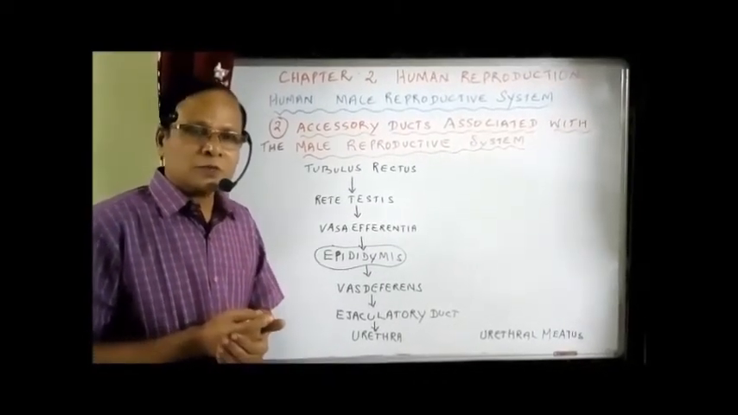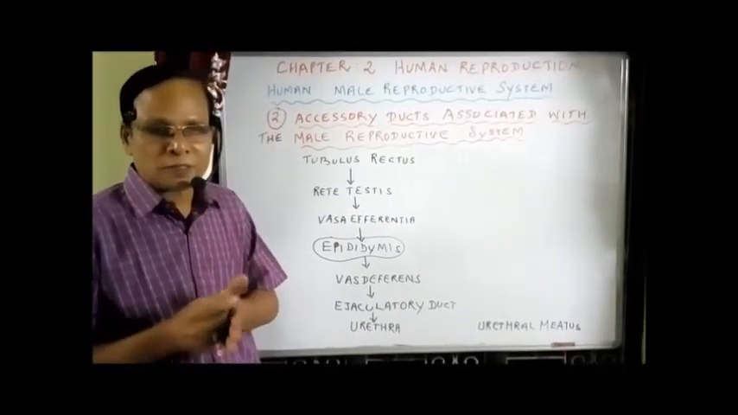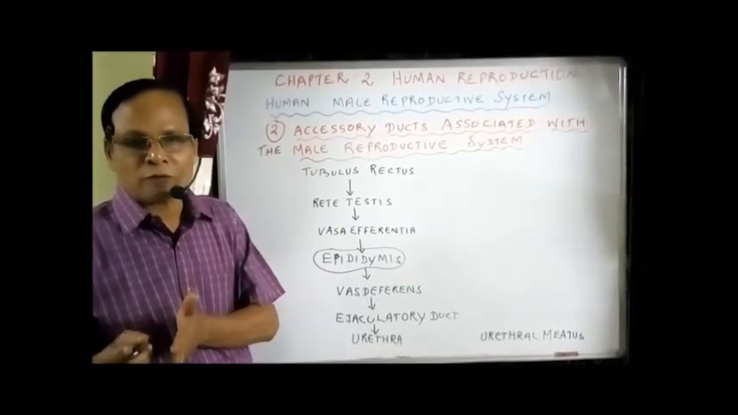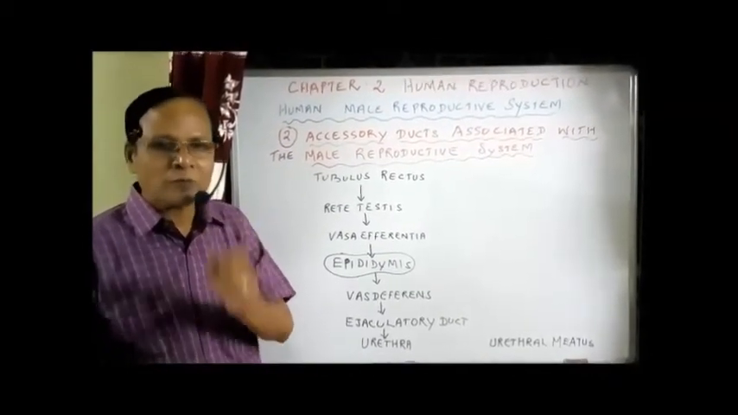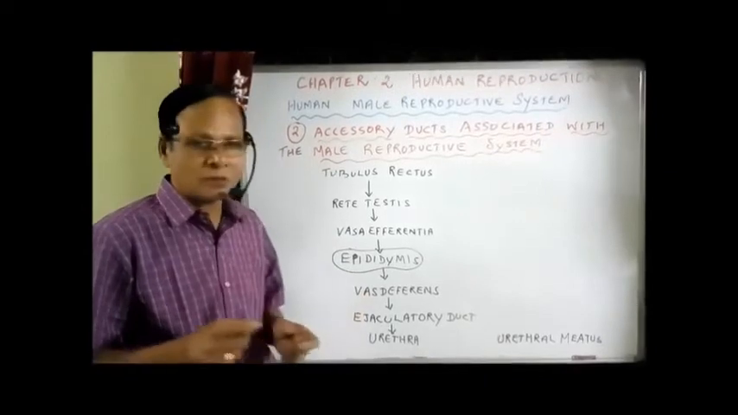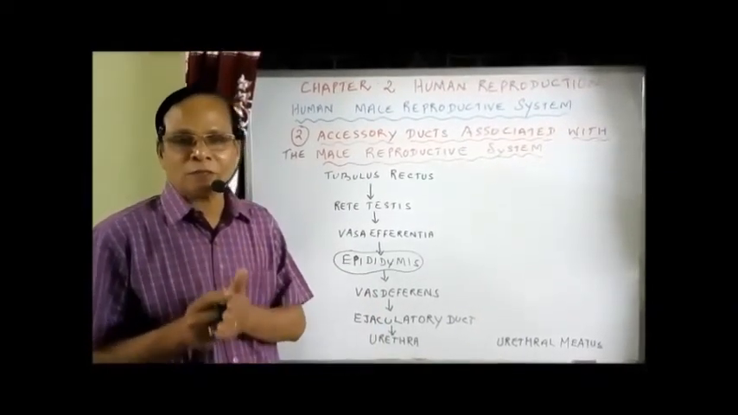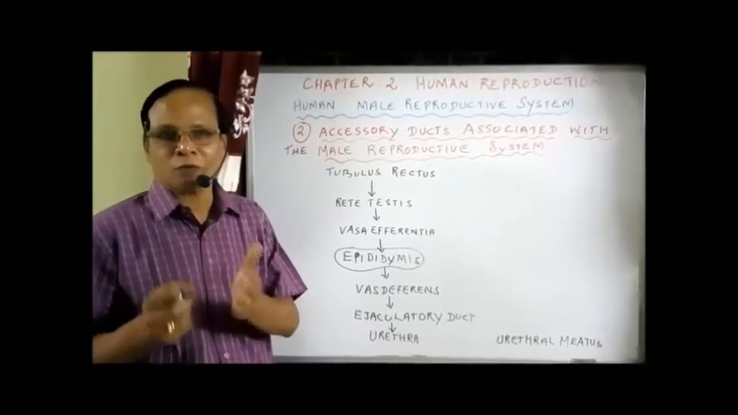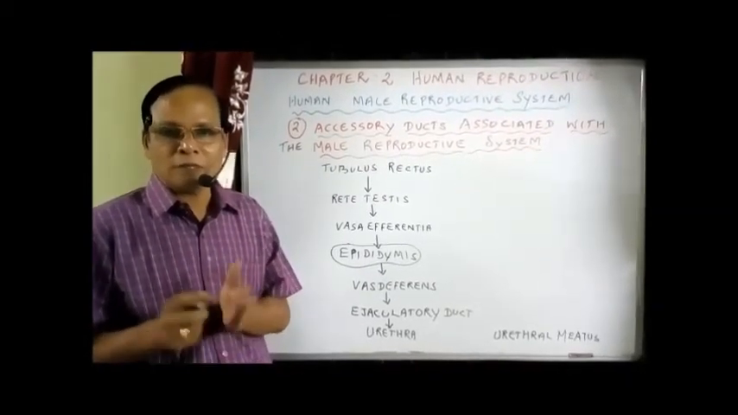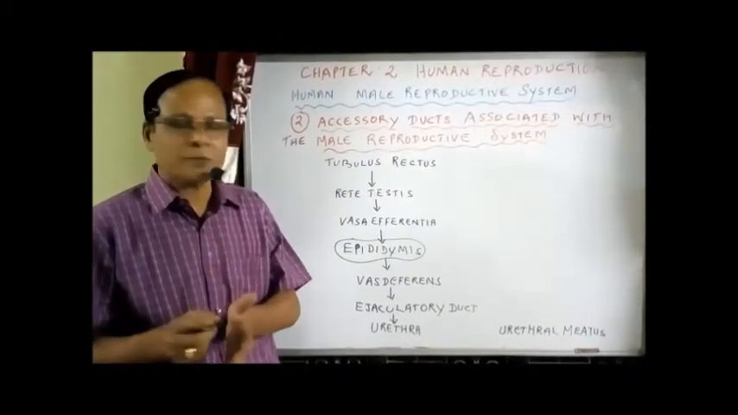It is responsible for conveying both the semen and the urine at different times, a common passage in the case of male but not in the case of female. In the case of male, there is a common passage for the elimination of semen, that is a reproductive material, and urine, but it occurs at different times, not at the same time.